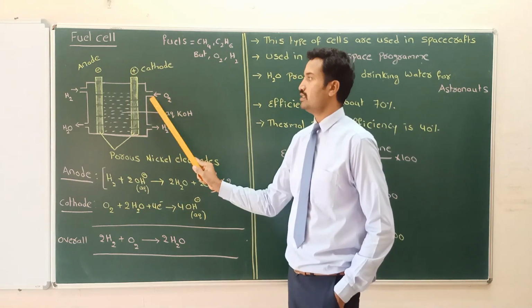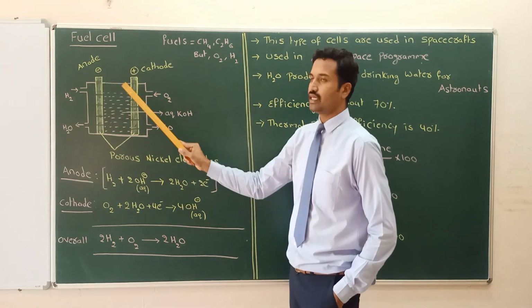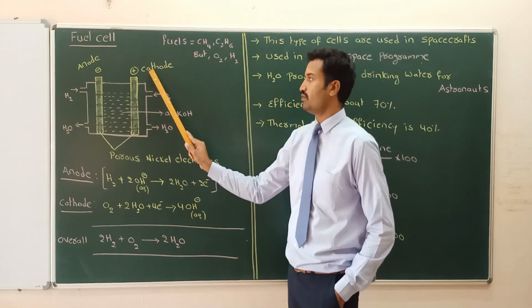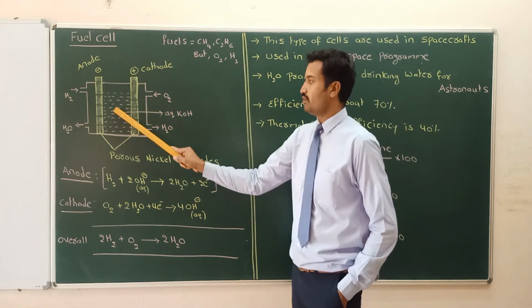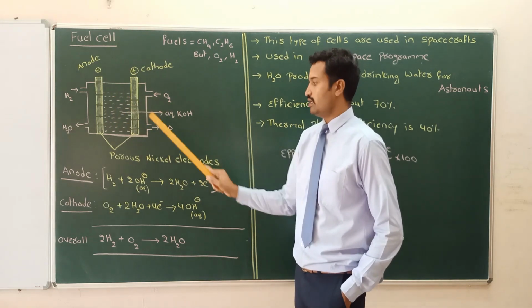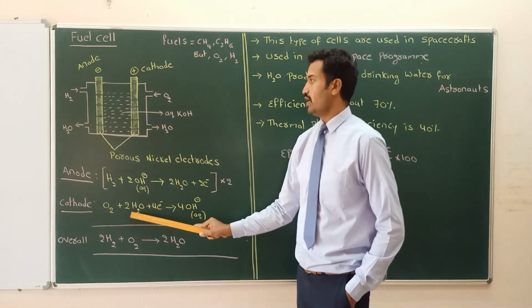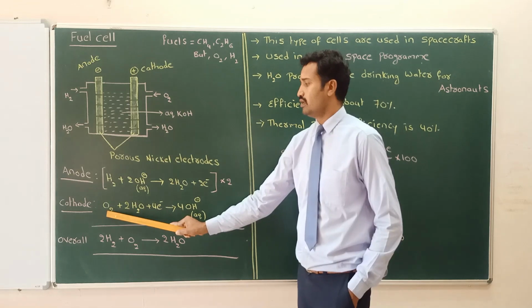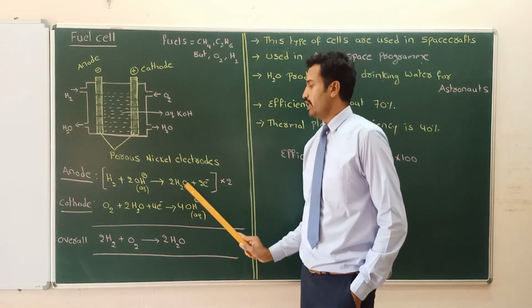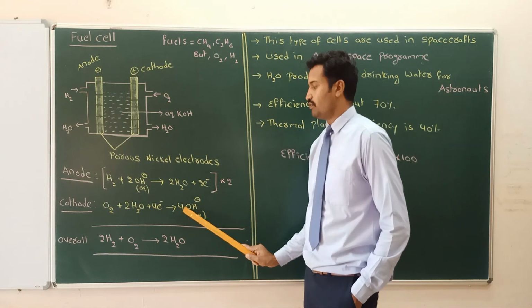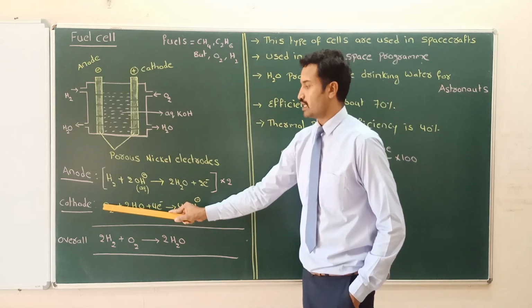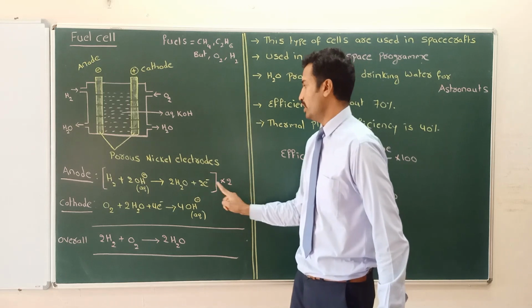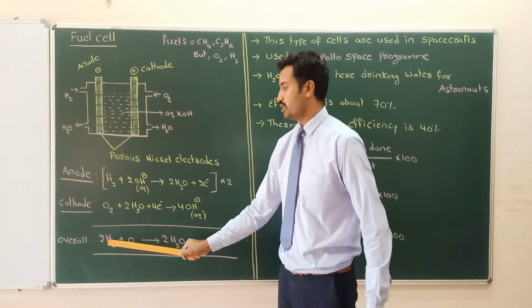Now at the cathode, we are passing oxygen gas towards the cathode. Oxygen gas passes through the porous electrode of the cathode and reacts with the electrolyte present in the cell. Oxygen reacts with water, H2O, in the aqueous KOH, by gaining 4 electrons to give 4 OH minus. This is the cathode reaction.